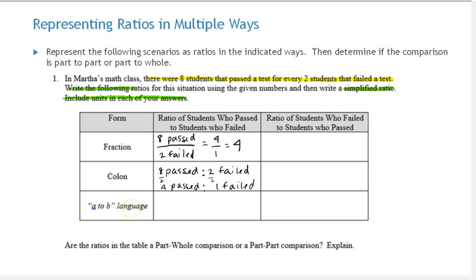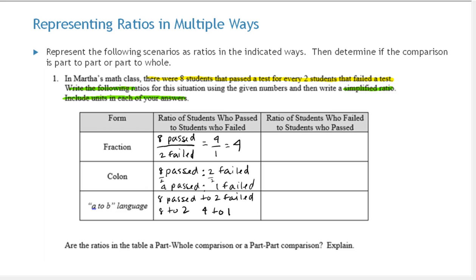A to B language, we would write this as 8 passed to 2 that failed, or we might just say 8 to 2. Okay. So again, use the units and descriptions, but we can simplify this a little bit more, and this would also simplify to 4 to 1. Okay. So notice in the fraction expression we may simplify this just to the whole number 4, but since it's representing a multiplicative comparison of 2 quantities, the implied number in the denominator is 1.